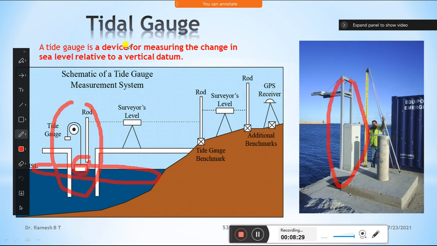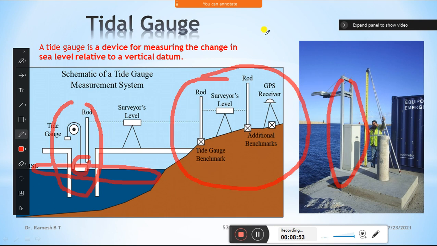So this is the tidal gauge, and this one is the previous, older one, and nowadays this entire thing is replaced with the help of modern technology. In earlier days there was a house called a tide house. It's a permanent one, just to measure the level of the sea water.